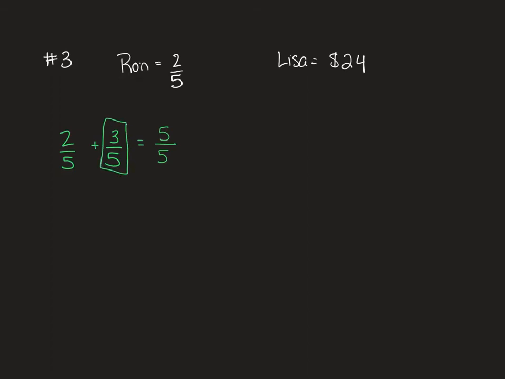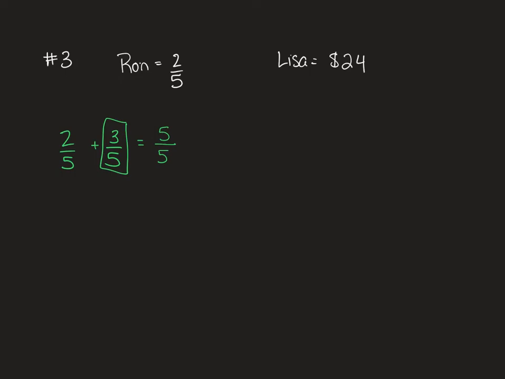Question number 3 is about Ron and Lisa, and they share a sum of money. Ron receives 2/5 of the money, and Lisa receives $24. So we have to figure out what fraction of the sum does Lisa receive. How could we figure this out? So Lisa would have 3/5, because if we're trying to figure out 2/5 plus what gets us to the whole, which is 5 out of 5, we have 3/5.